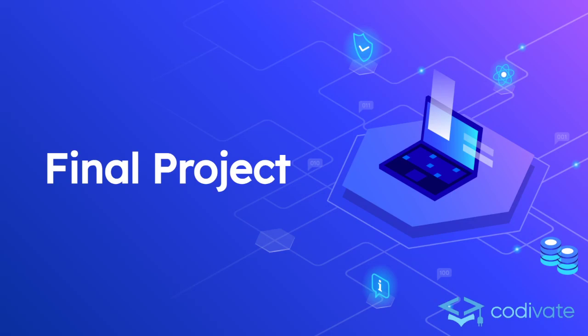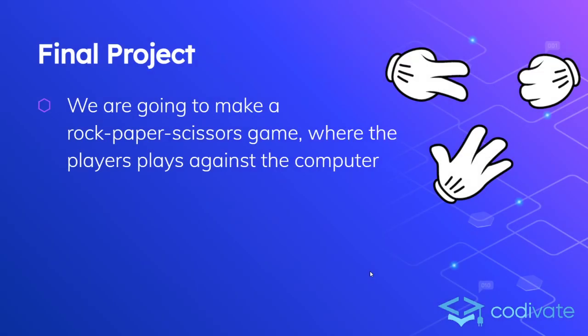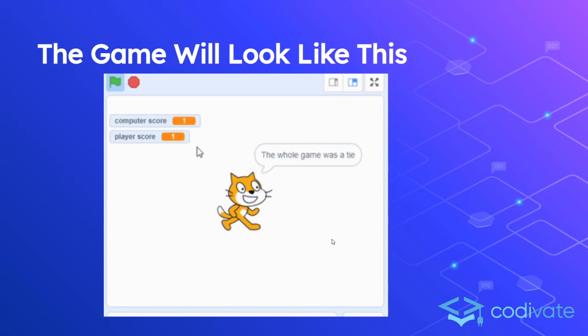This is the final lesson, and today we're going to do a final project that encompasses everything we've learned so far. So, this final project is rock, paper, scissors. We're gonna create rock, paper, scissors in Scratch, where the computer and the player play against each other. So the game could look like this.